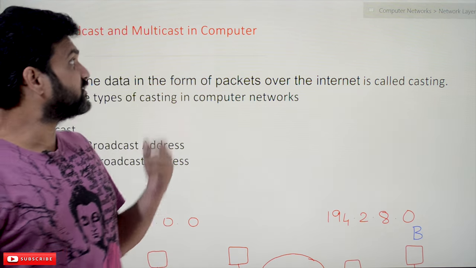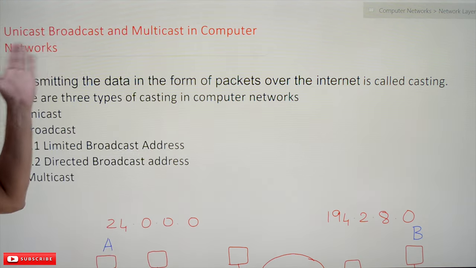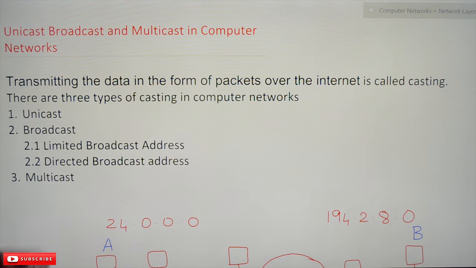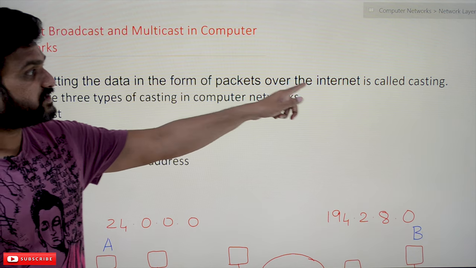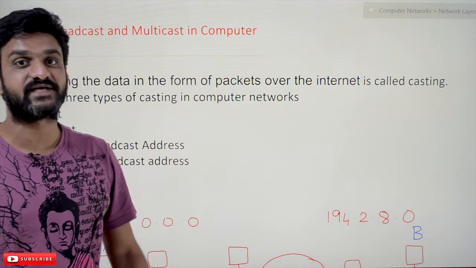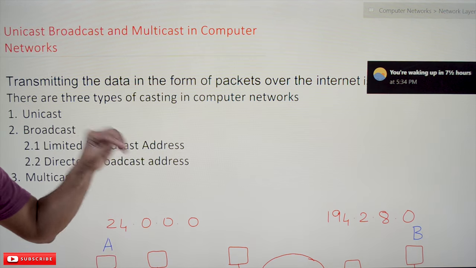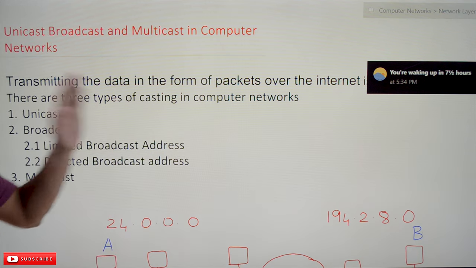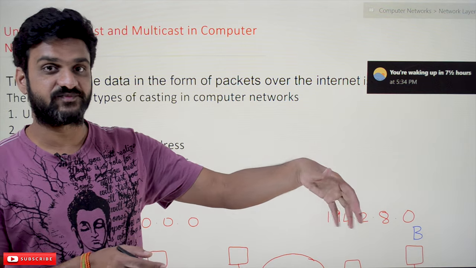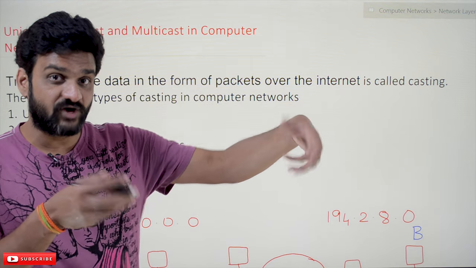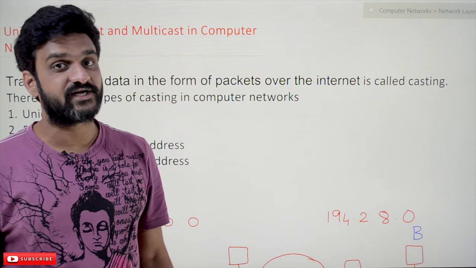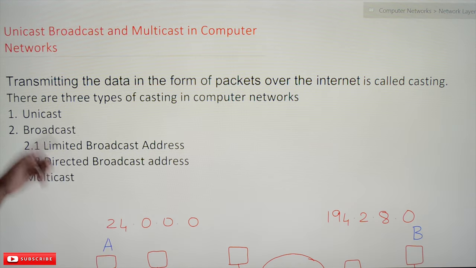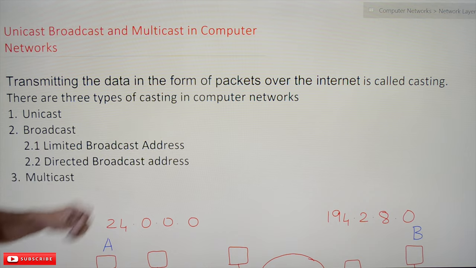Now, coming to this class, we'll try to understand what is meant by unicast, broadcast, and multicast. So what is meant by casting? Transmitting the data in the form of packets over the internet is what we call casting. In computer networks, we call casting as transmitting the data in the form of packets. There are three different types of casting in computer networks.